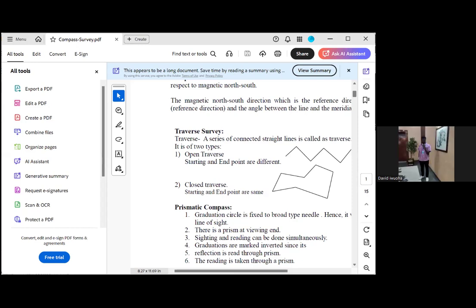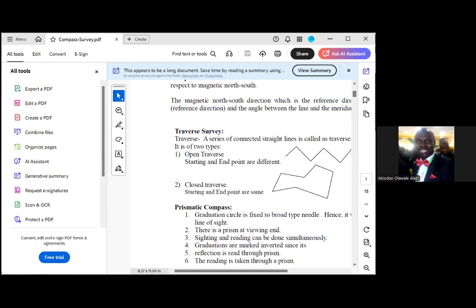So chain surveying. I don't have time, because we still have a lot to cover, but I will just be highlighting those points for you. I won't go into details as if I'm teaching it.